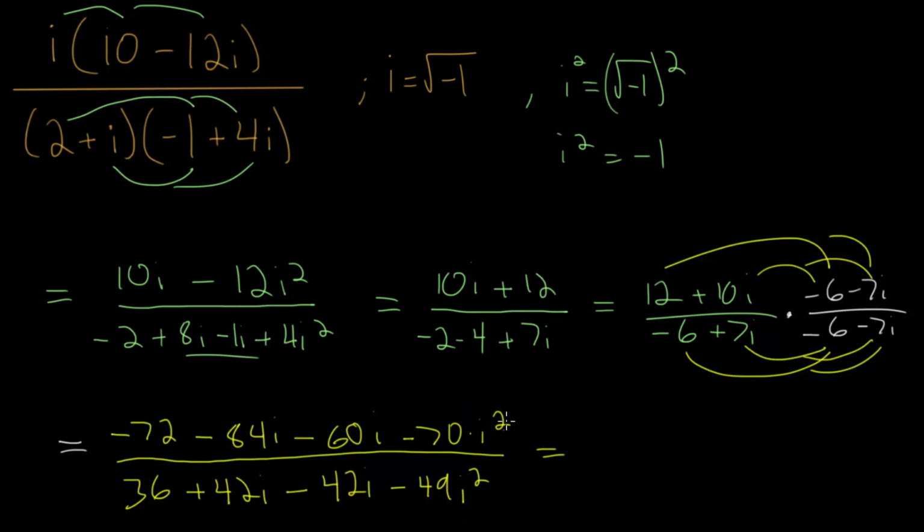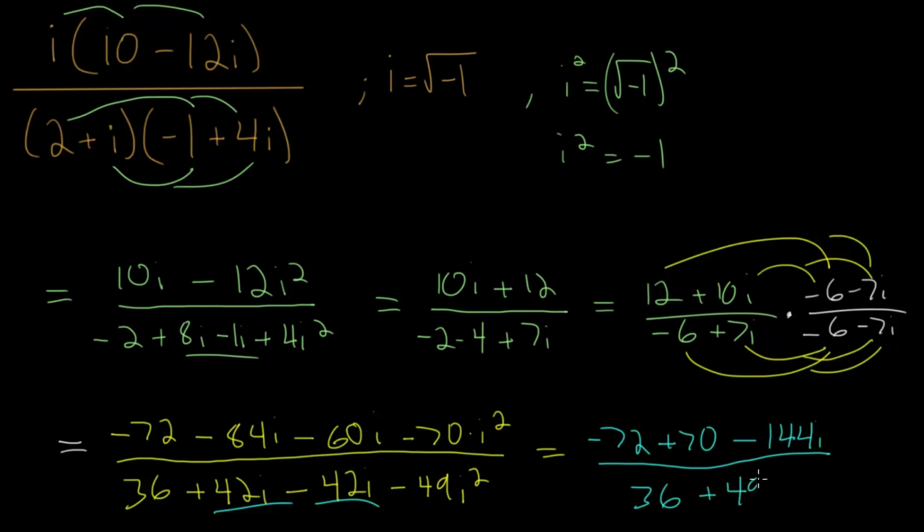Now, combining like terms and replacing i squared with negative 1, we can simplify everything. We still have this minus 72, but now instead of subtracting 70i squared, this becomes minus 70 times negative 1, or plus 70. And right here, minus 84i minus 60i, this would be minus 144i. Now in our denominator, these middle terms will cancel each other out, so we just get 36 and minus 49 times negative 1, which would be plus 49.